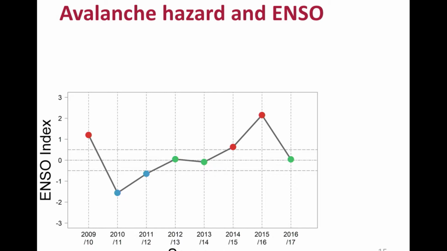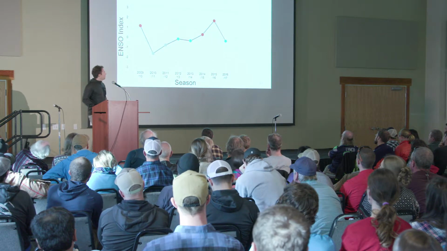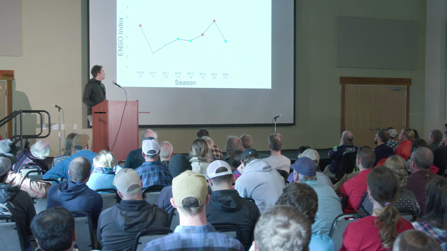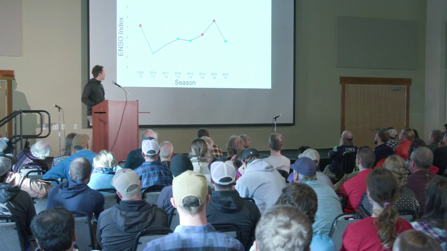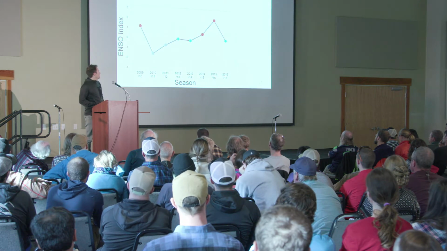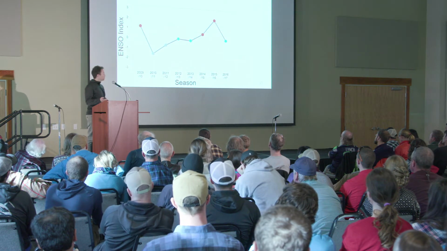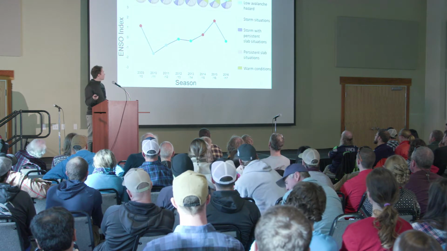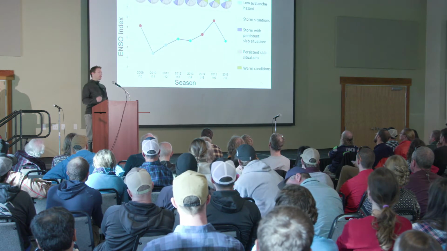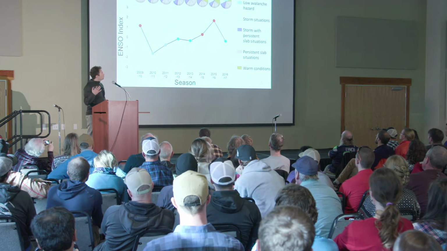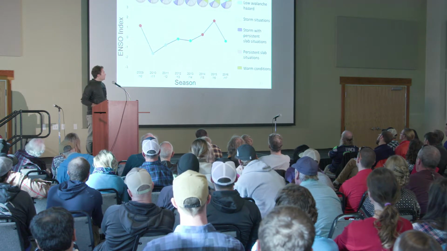So now going back to the ENSO index, or the El Niño-Southern Oscillation index, I'm looking at the average index over the season, so from November to March. In the study period, I'm showing here, the red dots are El Nino seasons, the blue dots in 2011 and 2012 are La Nina seasons, and then 3 ENSO neutral seasons. So I calculated the hazard situation prevalence for each of those seasons.